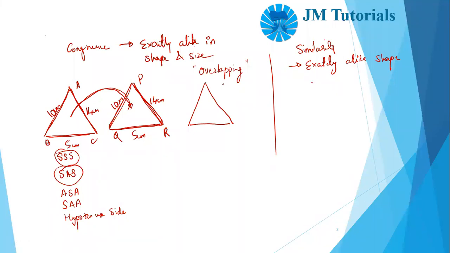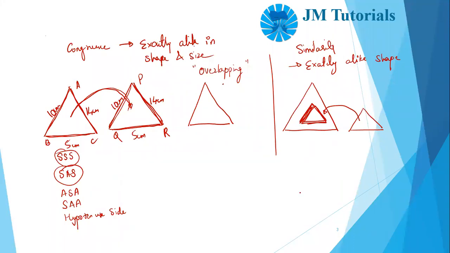Now, what happens in similarity? You have this triangle and you have this triangle. If you look at the shape of both, the shape is similar or the shape is alike, but the sizes are not alike. If you keep this triangle on this, something like this will happen. It will not exactly overlap, because it has a smaller shape.